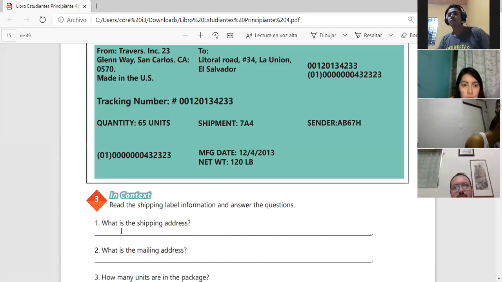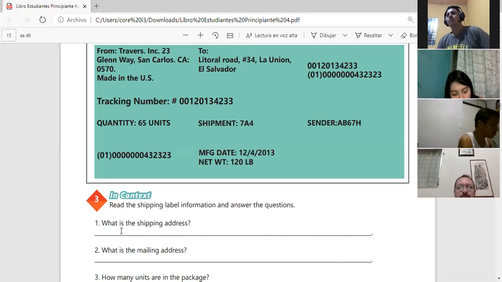Travel in 23, Glen Y, San Carlos, CA, 057. Okay, maybe, but in some cases, the shipping address is where you will receive the product. Okay. Littoral Road, exactly. Number 34, La Unión, El Salvador.